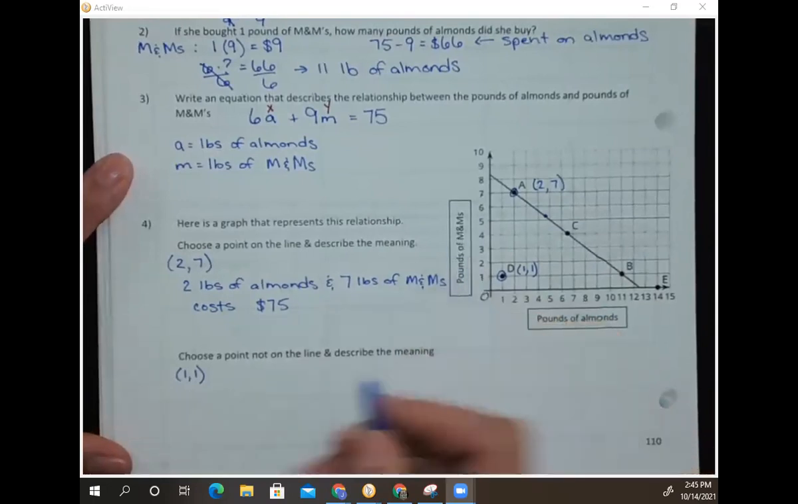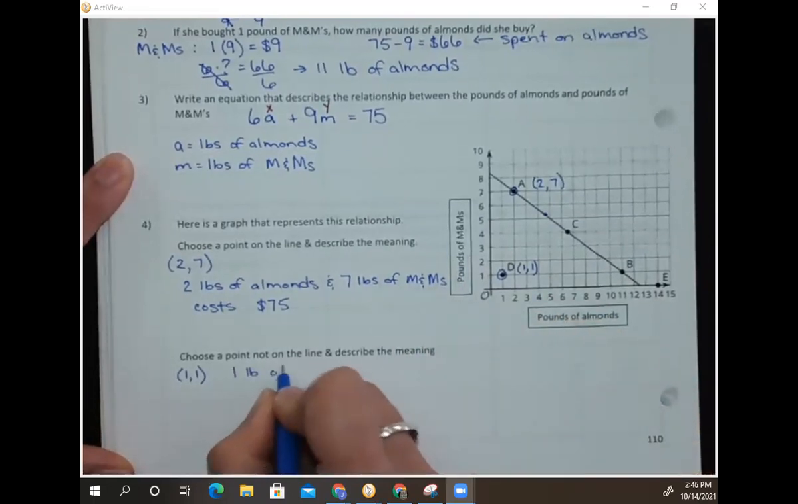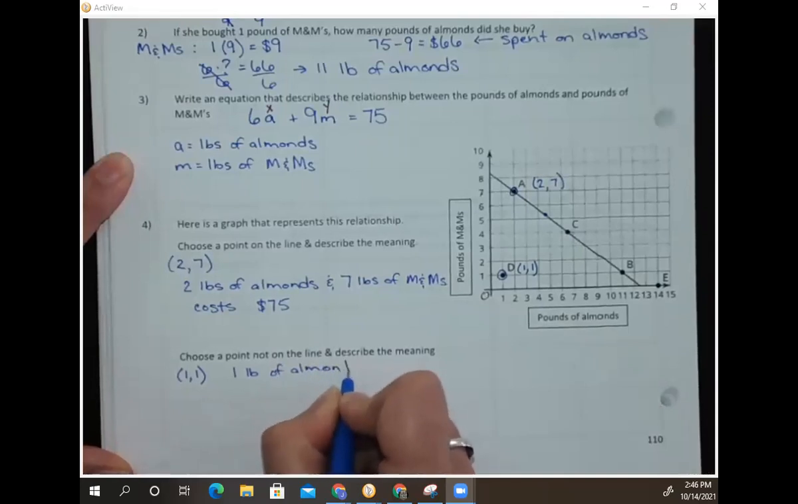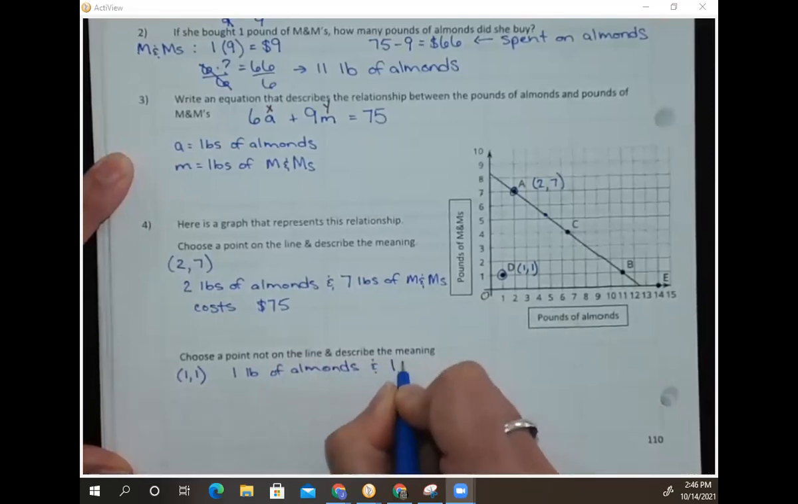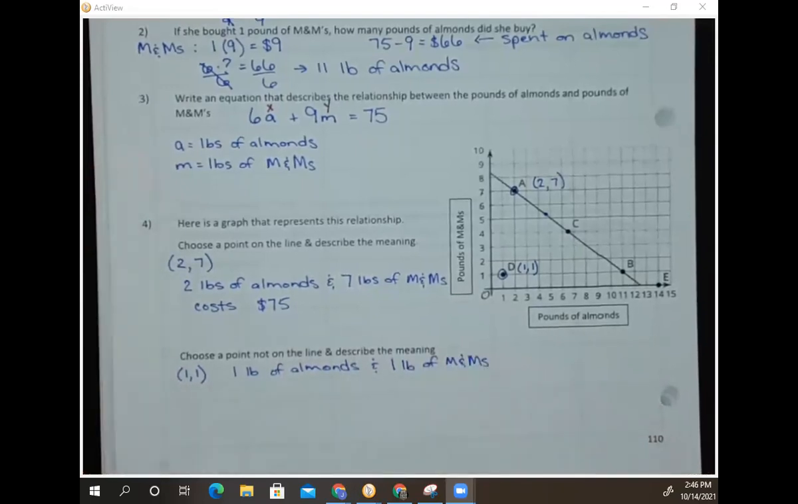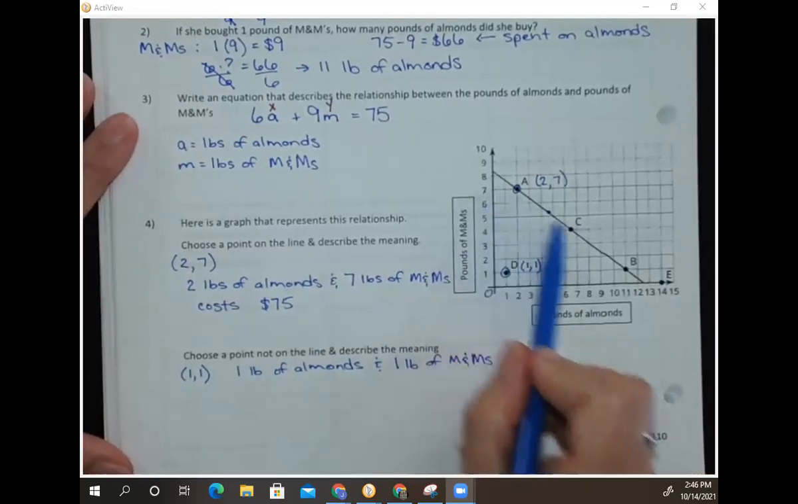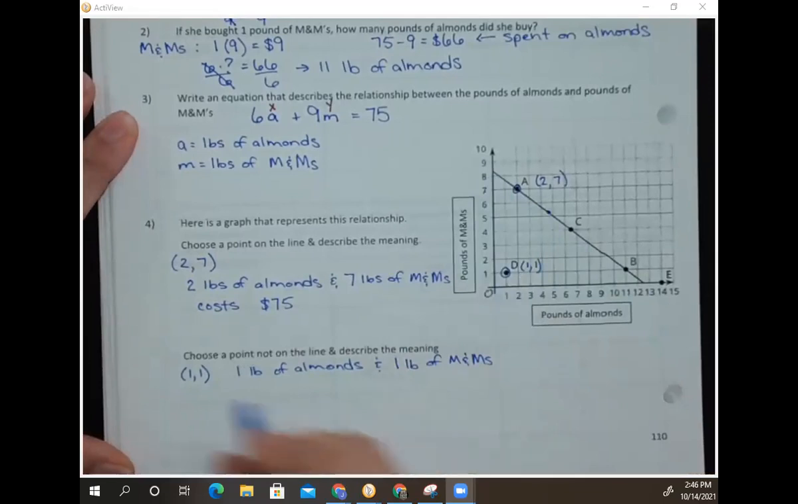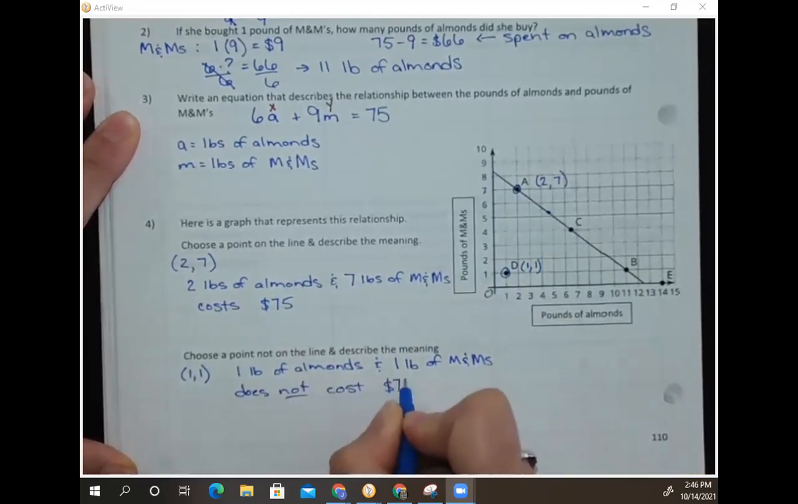I got 1 pound of almonds and 1 pound of M&Ms. What do I know about 1 pound of almonds and 1 pound of M&Ms? Since that point is not on the line, yeah, right? It's not going to be $75. $75 would be amounts that are on the line. Since this is not on the line, 1 pound of almonds and 1 pound of M&Ms does not cost $75.